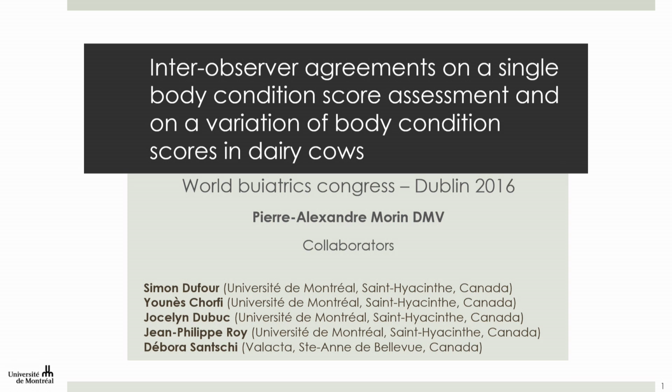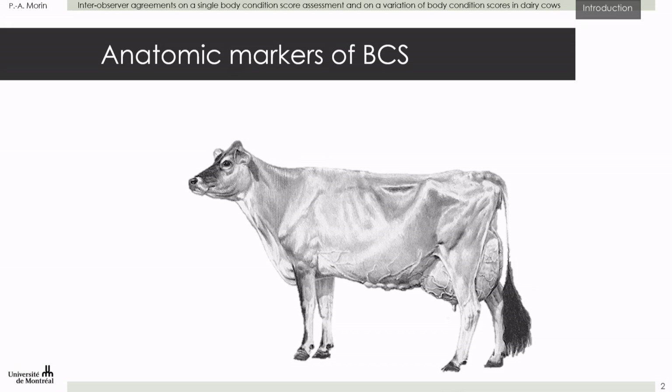Hi, everyone. Today I will talk about inter-observer agreements on a single body condition score and on a variation. By variation of body condition score, I mean the difference between two assessments taken at two different times. Body condition score is a really easy, fast, and inexpensive measurement used to assess the energy reserve, principally fat and protein, under forms of tissue over the lumbar and pelvic regions.